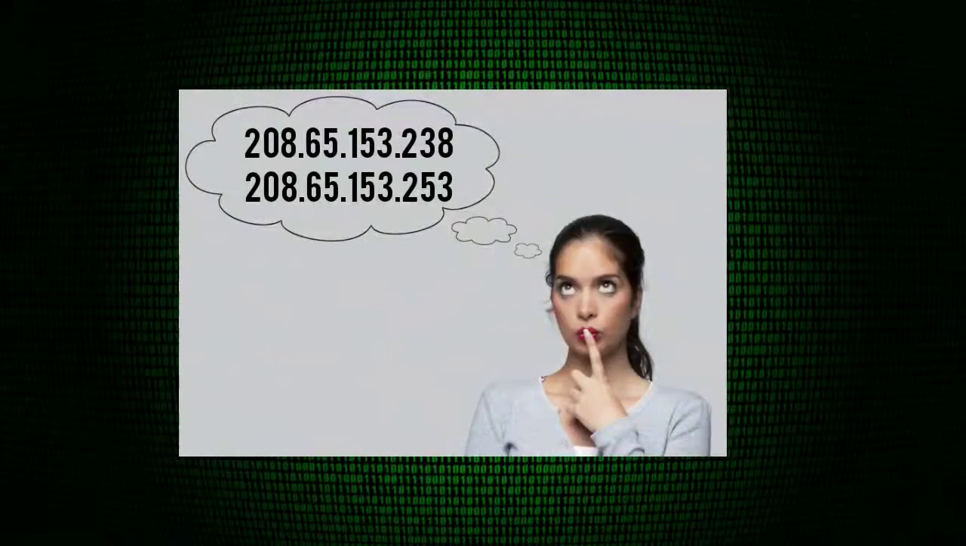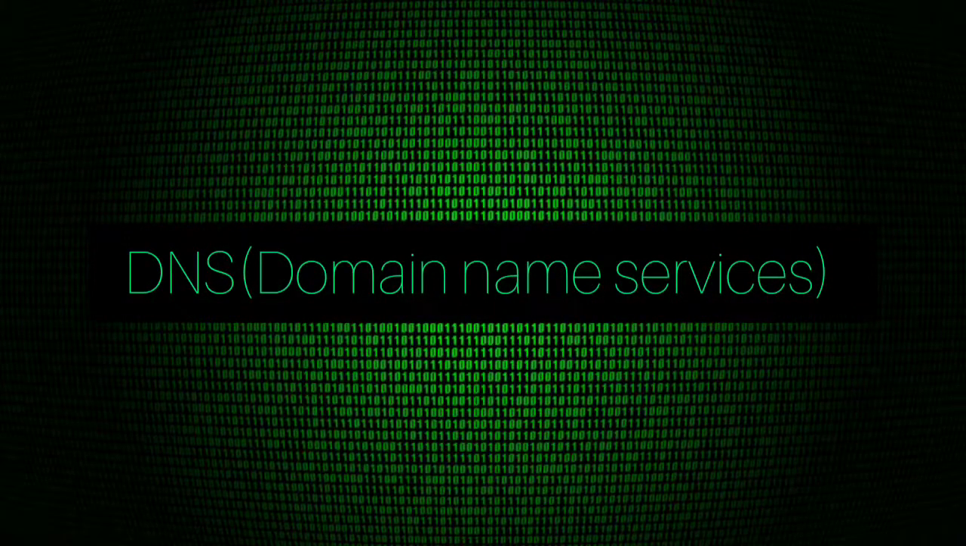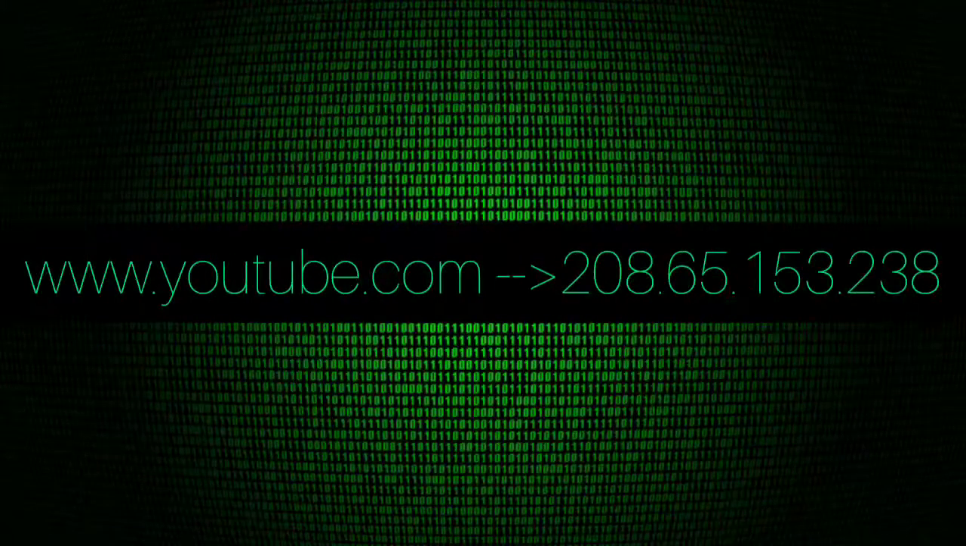But for a common man, it's difficult to remember all these numbers, like the IP addresses. Hence we have domain names instead of IP addresses, like youtube.com, facebook.com and all those. So how will the internet understand when we enter a host name like www.youtube.com? DNS. DNS, or Domain Name Service, maps this domain name to an IP address.